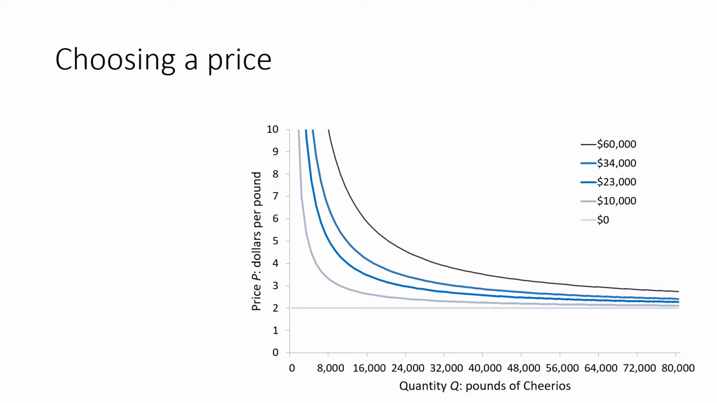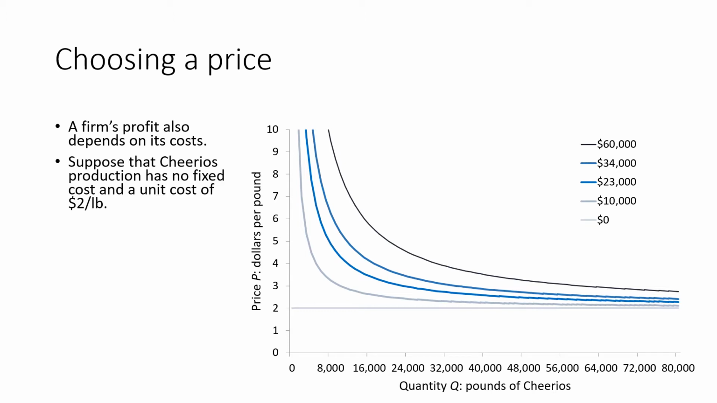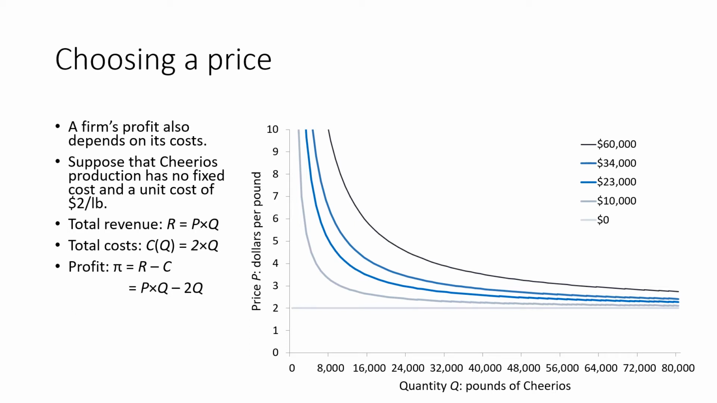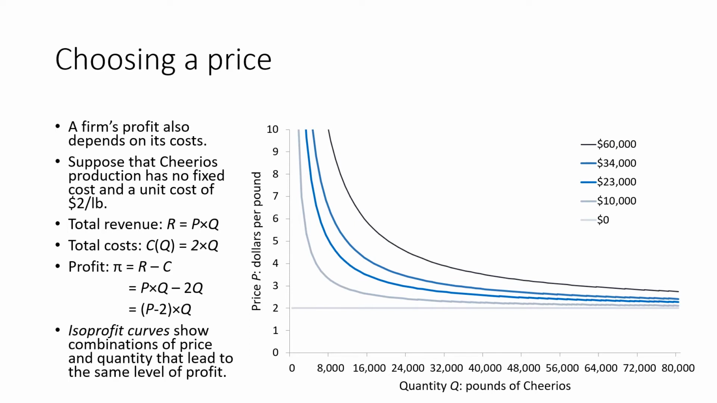Now here, like choosing a price, a firm's profit also depends on its cost. Suppose that the unit cost of Cheerios is $2 per pound. So total revenue is equal to price times quantity, and total cost is going to be 2 times quantity. And profit, pi, is going to be total revenue minus total cost, or in other words, P times Q minus 2Q. And here, each curve corresponds to an isoprofit curve. An isoprofit curve shows combinations of price and quantity that lead to the same level of profit.